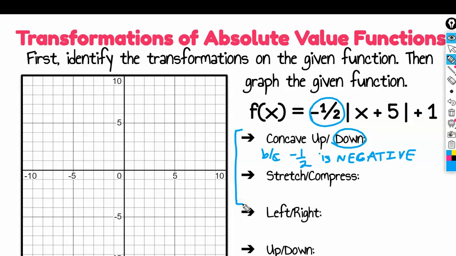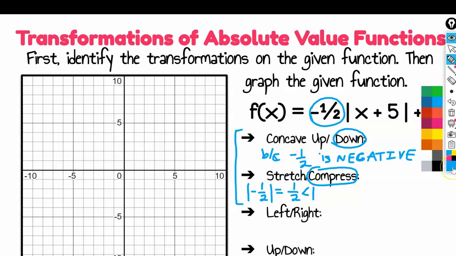Remember, A doesn't just deal with whether it's facing up or down, it also deals with whether it's a stretch or a compression. Now I have to look at the absolute value of A. So the absolute value of -1/2 is 1/2. And 1/2 is smaller than 1. Now because it is smaller than 1, this is a compression.